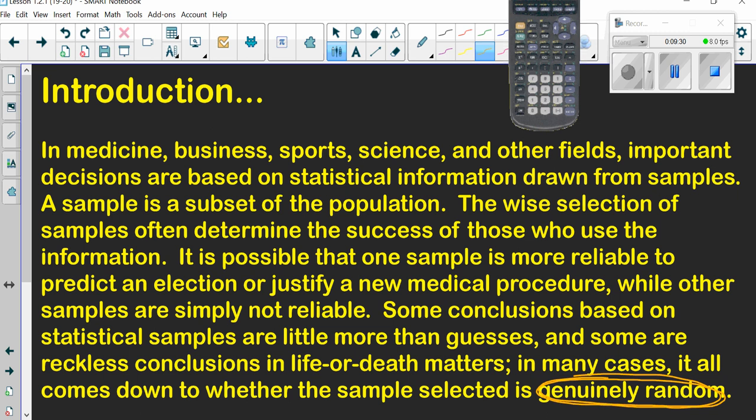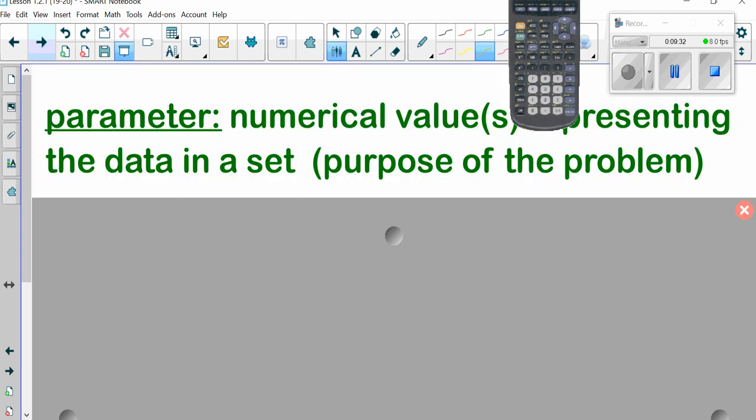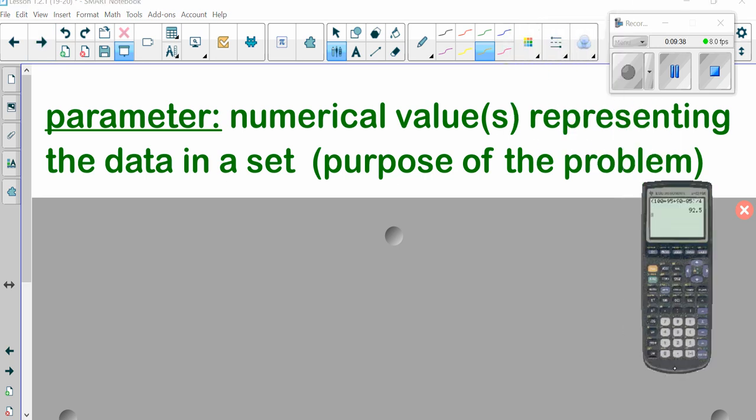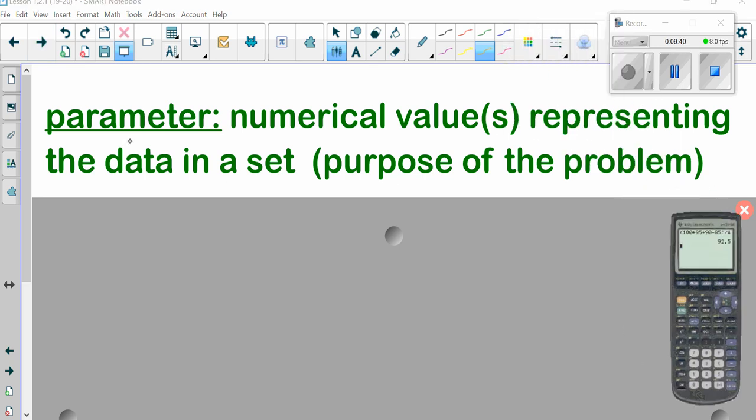Okay, so we have three big words that we're going to talk about today. The first one is parameter. So somewhere you're going to want to find some blank space and you're going to want to write this down. Parameter is a numerical value representing the data in a set. It's the purpose of the problem, so that's really important. The parameter could be whatever the question is asking.